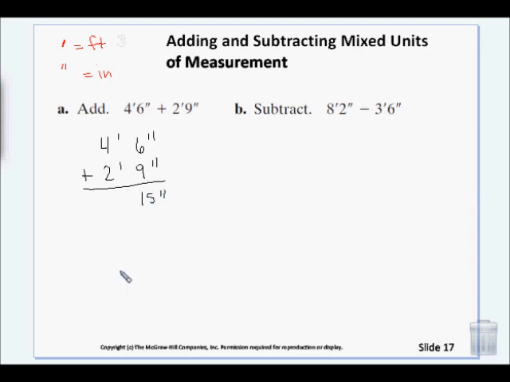Well, 15 inches is more than a foot, right? If I took 12 away from that, that gives me 3 inches left, right? And 1 more foot. And then I take that foot and add it together, and so I get 7 feet.